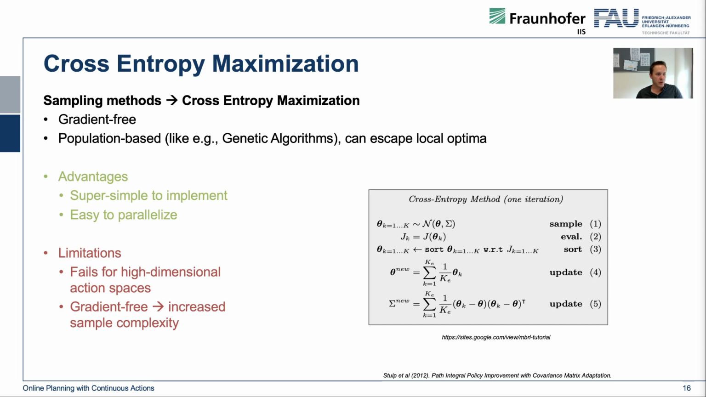But it also has some limitations, because it seems to fail for high-dimensional action spaces, because it's really hard. This is something you see in many population-based algorithms, so there might be a chance that you fail. And while it has the advantage of being gradient-free, so it can escape local optima, it also has an increased sample complexity, which is something you would expect.